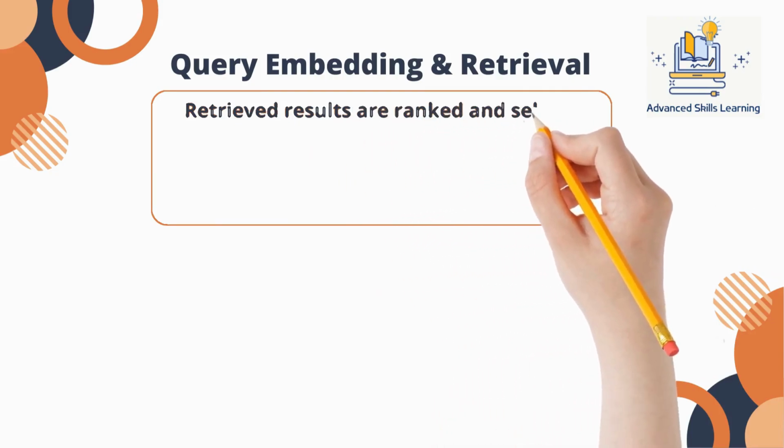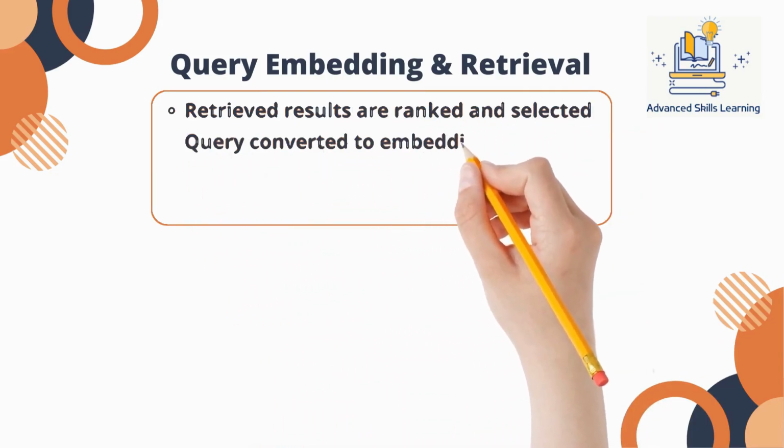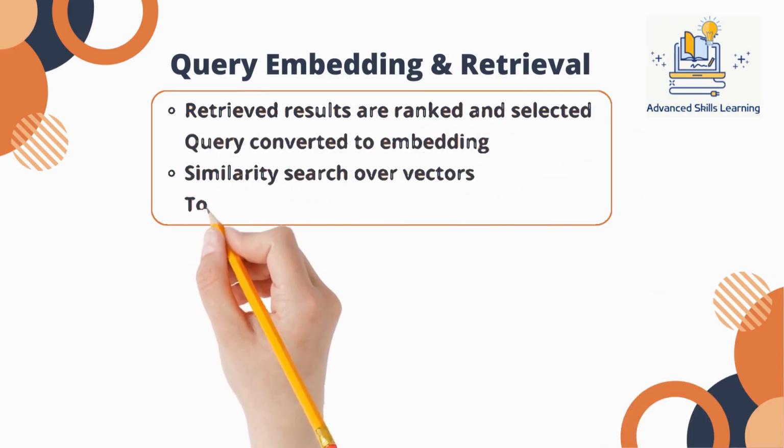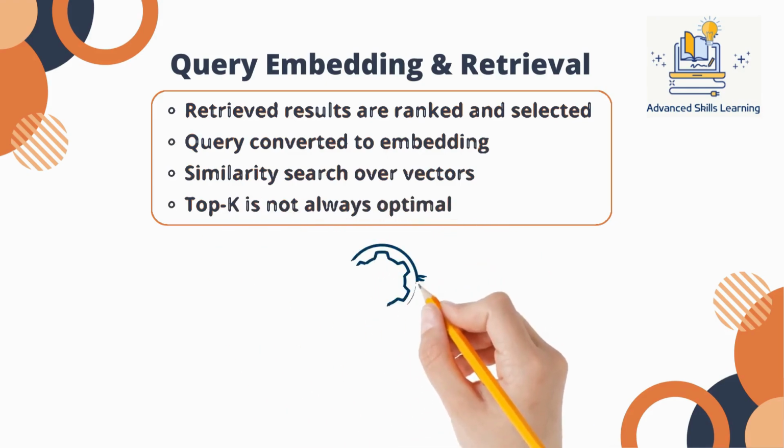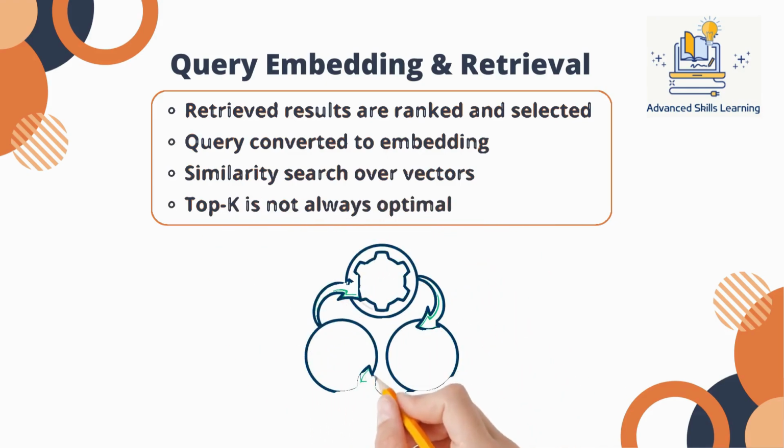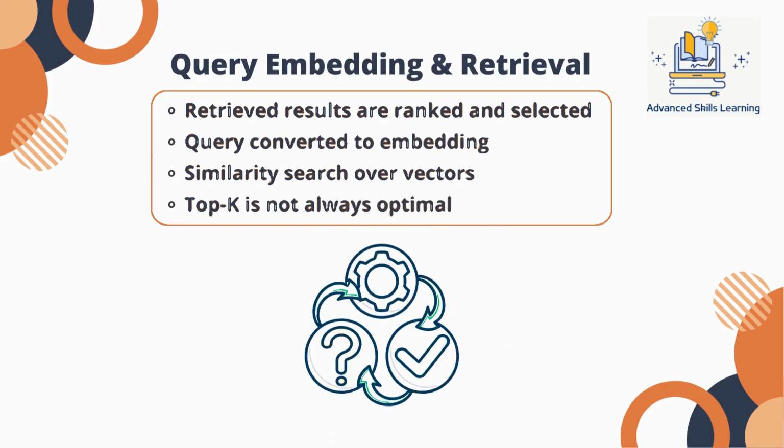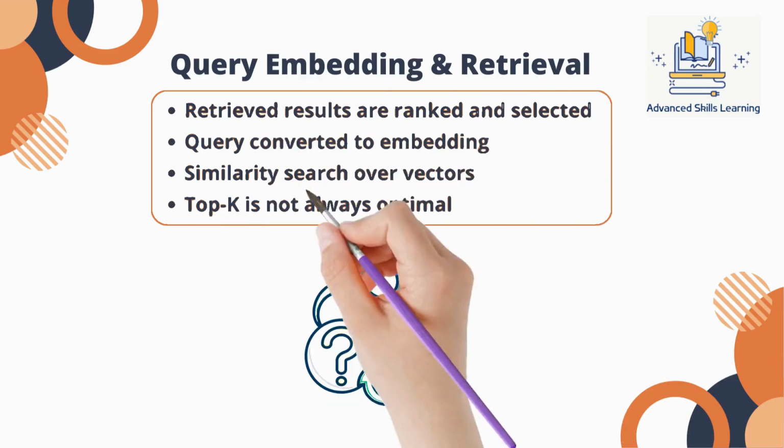These results are ranked and selected, typically using top K logic. However, increasing K often reduces quality by introducing noise. Re-ranking models help reorder results based on deeper semantic relevance rather than raw vector distance.